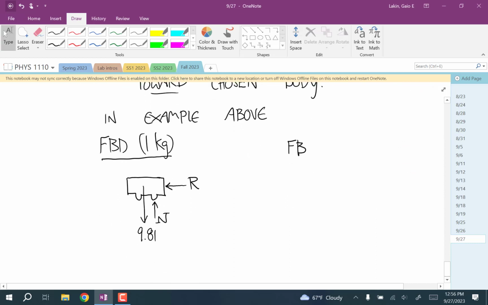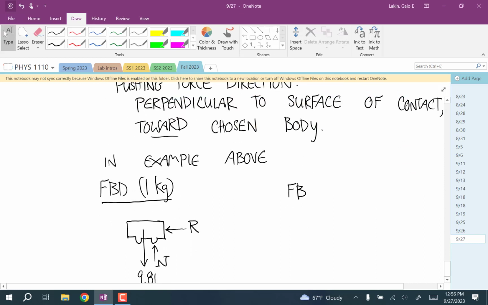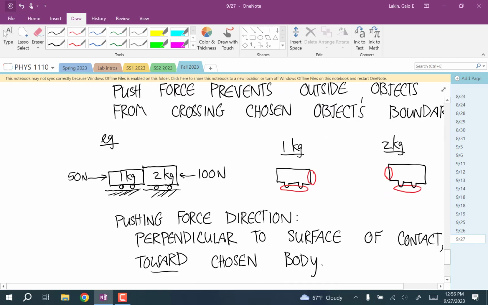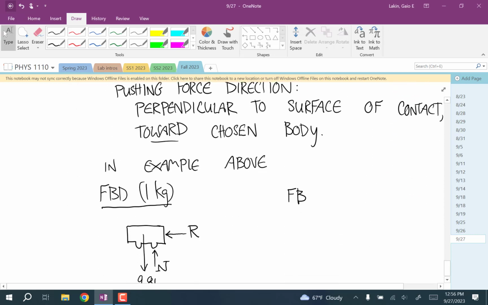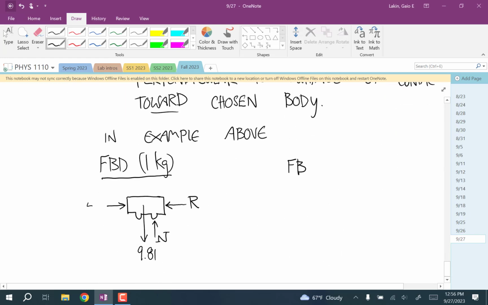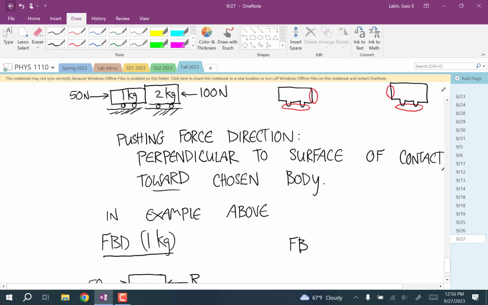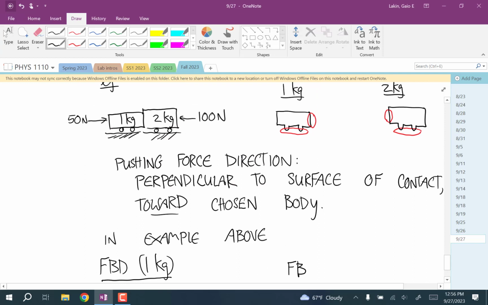Question: why is there, so there's the 50 newtons pushing each other left? Oh, yeah. Thank you. I should have put that in there. I just totally forgot about that. There's a 50 over here. But I do want you to notice that there's no 100 on this one, because the 100 isn't acting on the boundary of the 1 kilogram. So there'll be a 50 on the 1 kilogram, but not 100. And on this one, there'll be 100, but no 50.